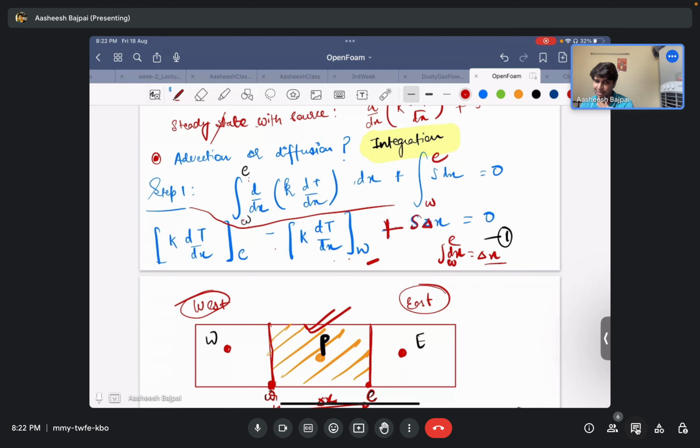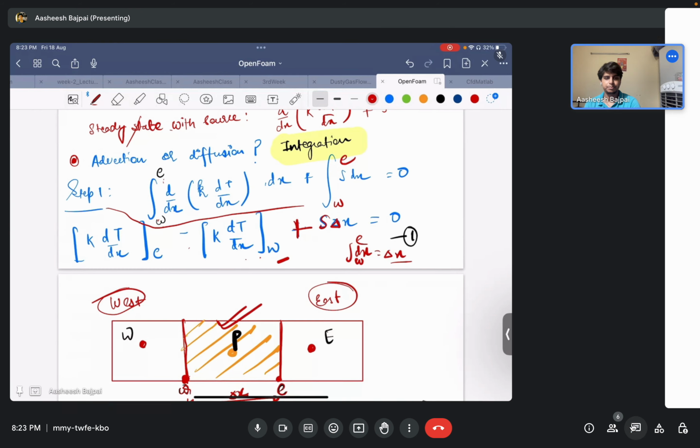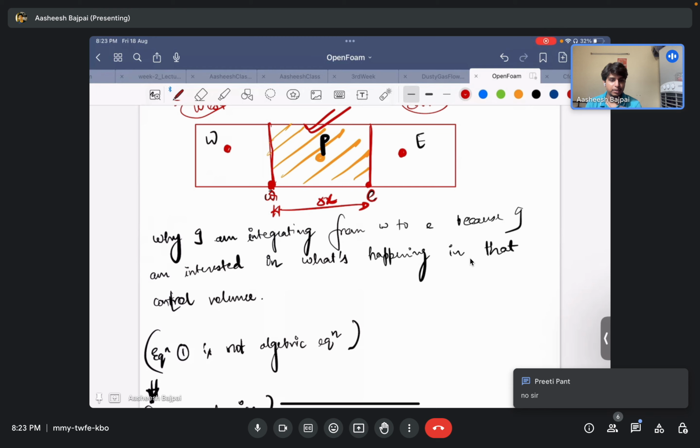Okay, I hope everybody is getting this, because this is very important for the next session of MATLAB. Am I going a bit fast? Understood? Okay. So that you understood why I have integrated.